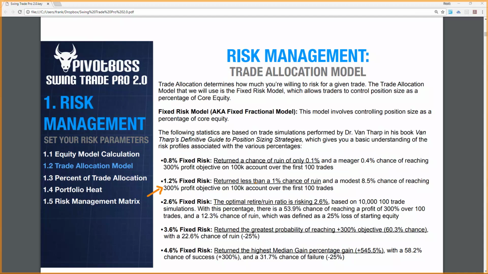1.2% fixed risk. Now on this one returned less than 1% chance of ruin. Again, 20% loss. But it returned an 8.5% chance of reaching 300% profit objective on the 100K account after the first 100 trades. Again, the same type of simulation. So better chances than here, and still a meager shot of ruining the account with 1.2%.